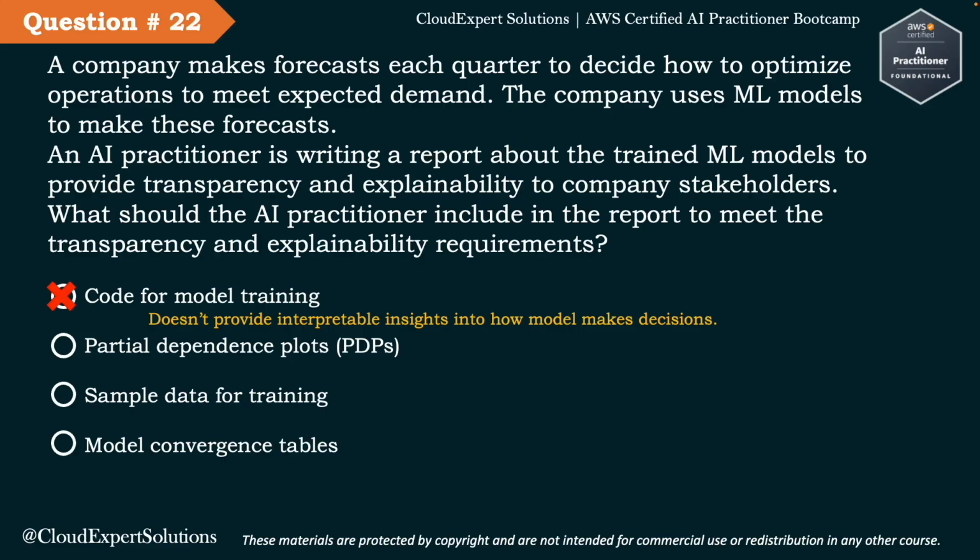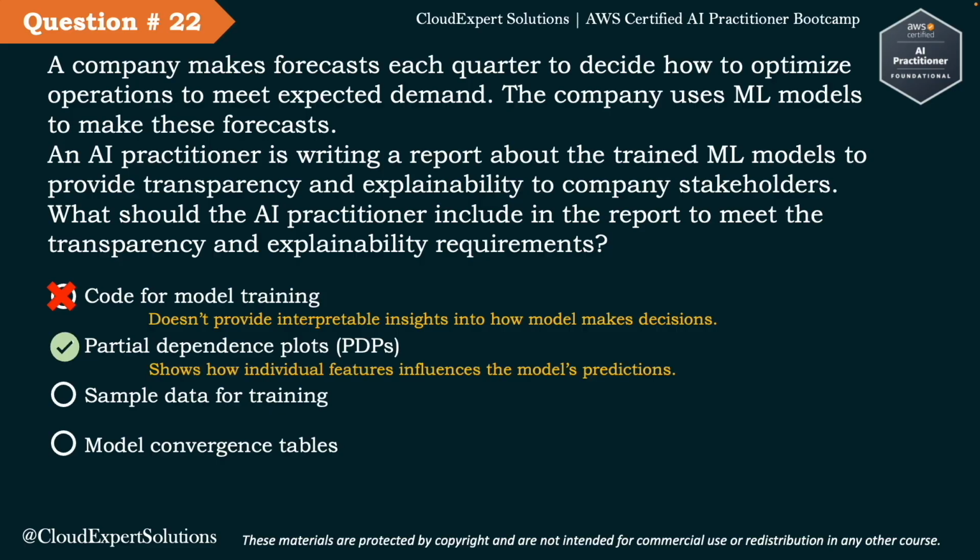Option number 2, partial dependence plot or PDP. PDPs are a key explainability tool that shows how individual features influence the model's prediction. If you include a PDP in the report, it will help the stakeholder understand the relationship between input variables and forecast outcome. That is why PDP is a potentially correct option.